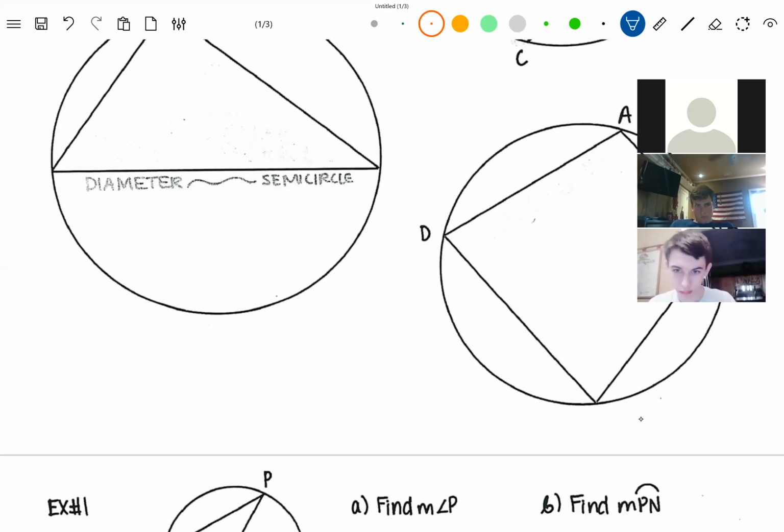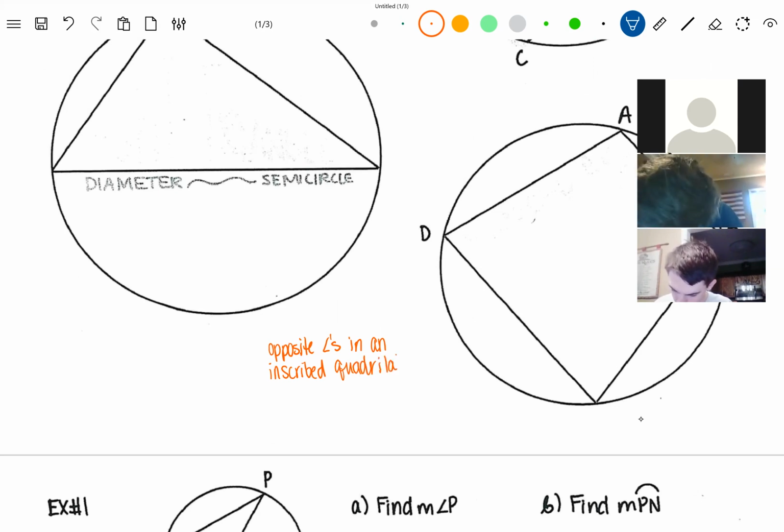What is also true is that the opposite angles in an inscribed quadrilateral are supplementary. Remember, that means they add to 180.